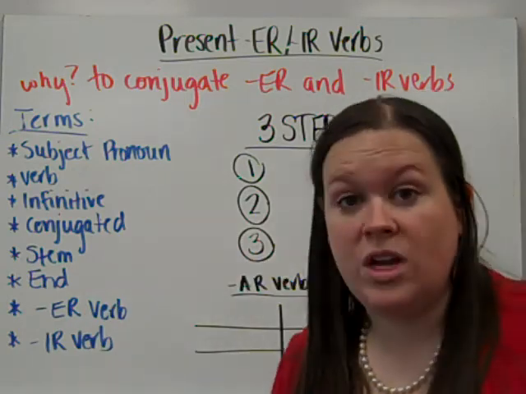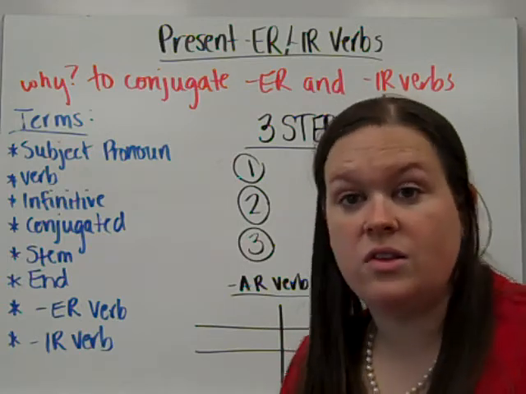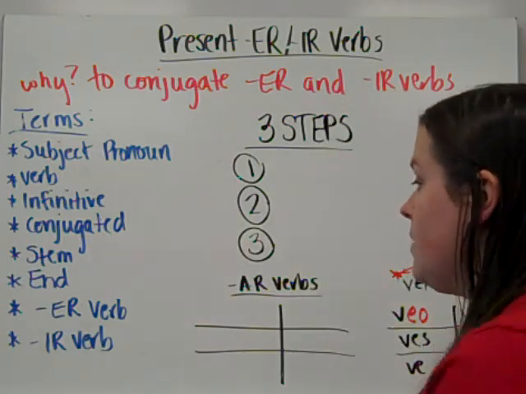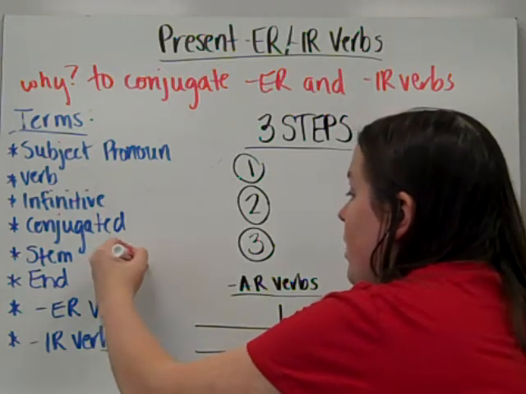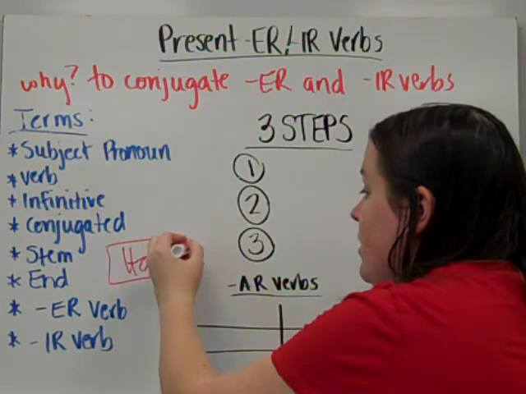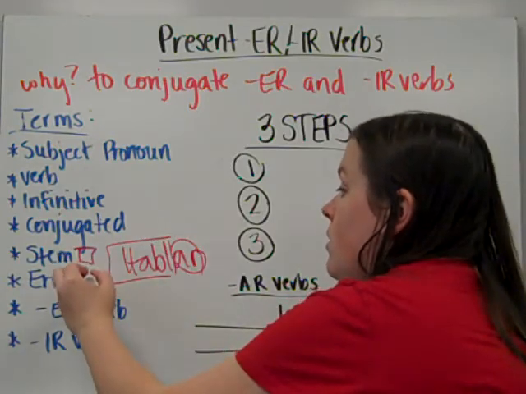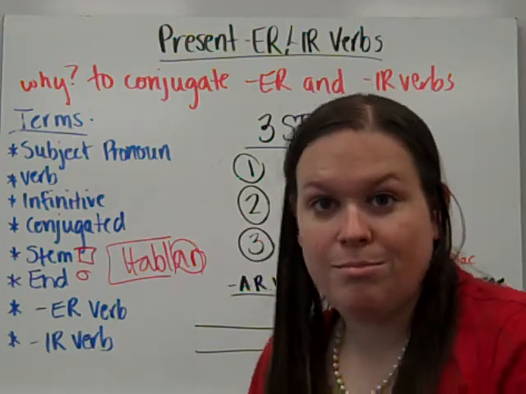Conjugated means it has been changed. The end has changed to agree with the subject, so it fits in the sentence now. The stem, for example in the verb hablar, is everything but the last two letters. The last two letters are the end.